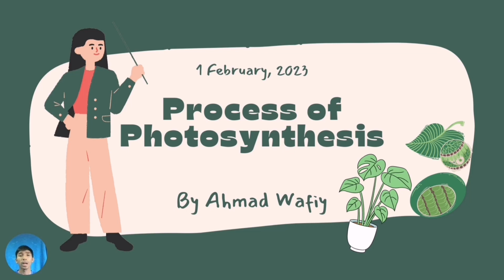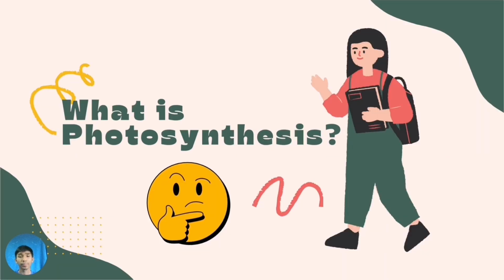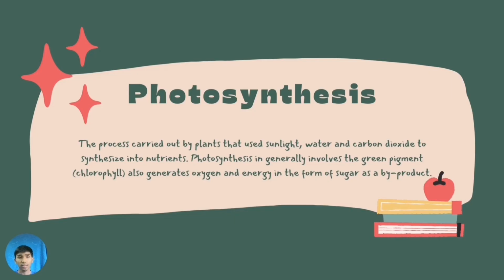In this video, I will present to you about Chapter 4 Plant Physiology, that is photosynthesis. What is photosynthesis? Photosynthesis is a process carried out by the plant that uses sunlight, water, and carbon dioxide. It will use these substances to synthesize nutrients.